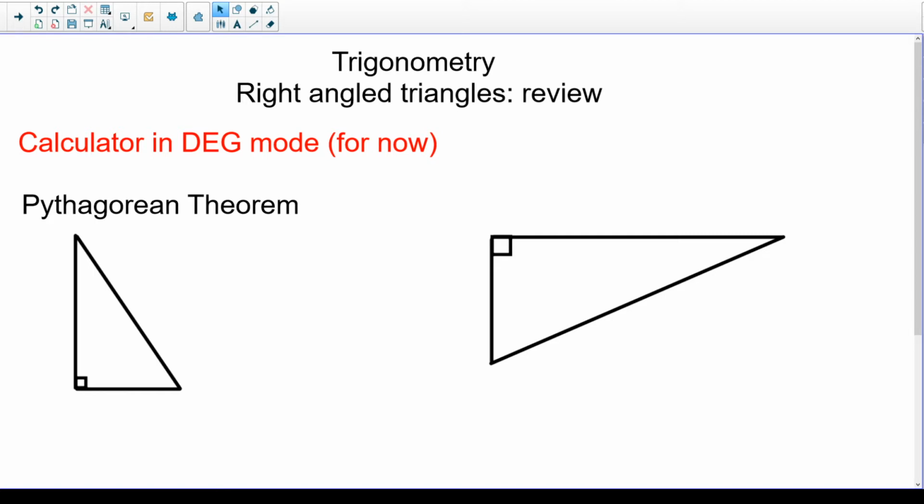So with basic trigonometry, this is a concept in grade 10, so I do want to review some of these concepts before we jump into anything new. And the first thing we're going to review is Pythagorean Theorem.